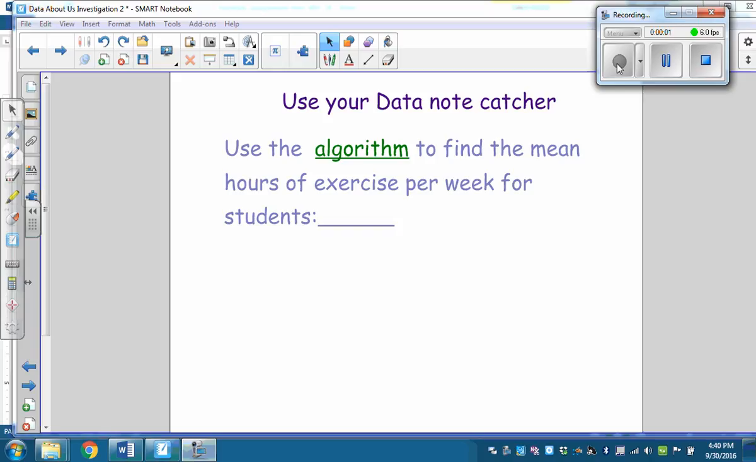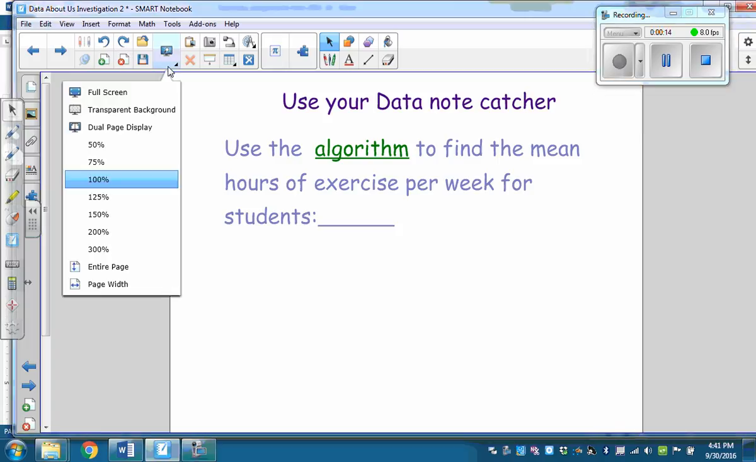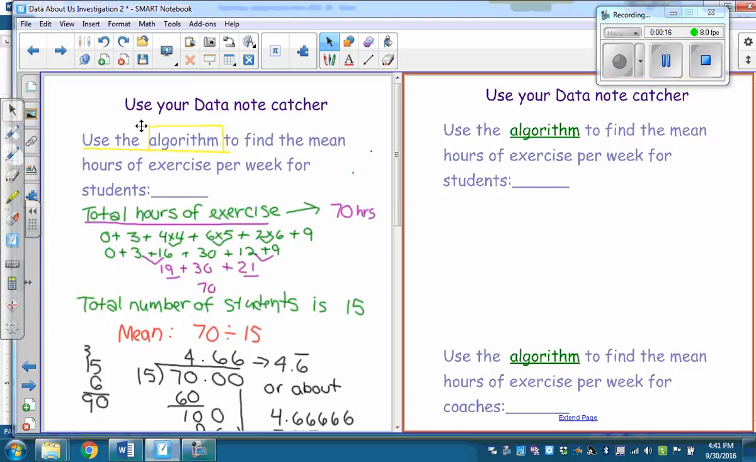I'm going to go through a problem using the algorithm to find the mean hours of exercise per week for students, which we will need to use our data node catcher to find that data. So in class today, that's exactly what we did.